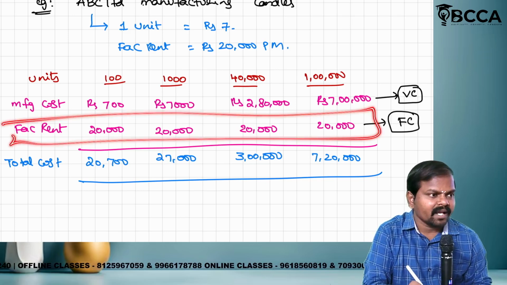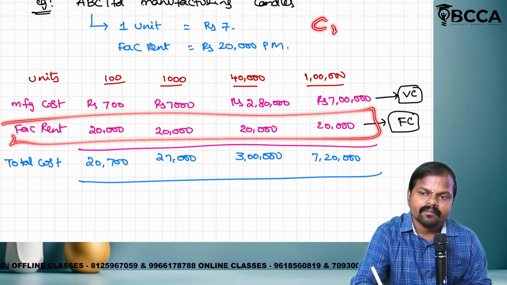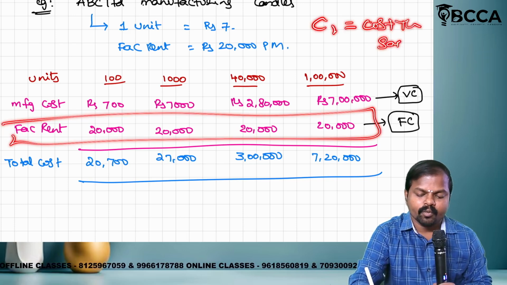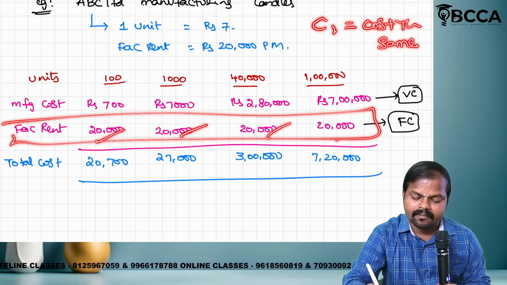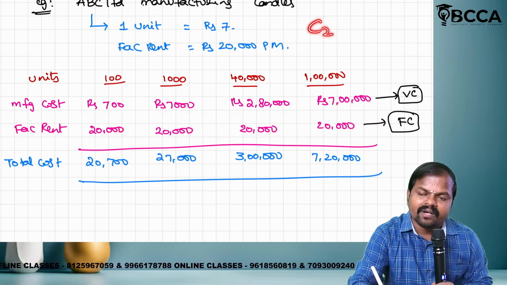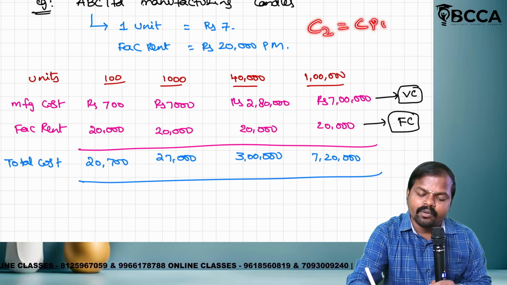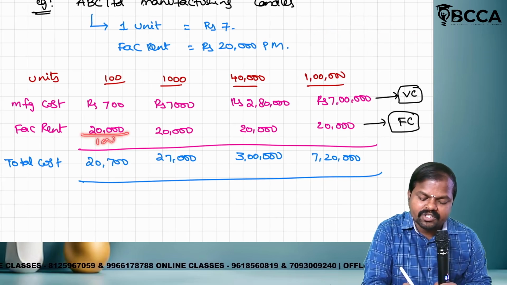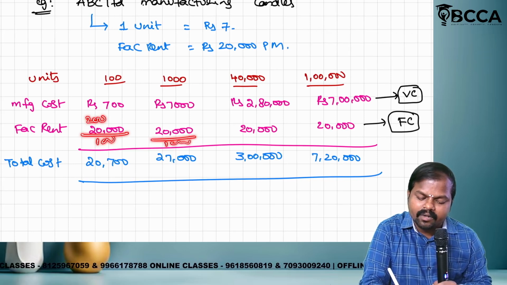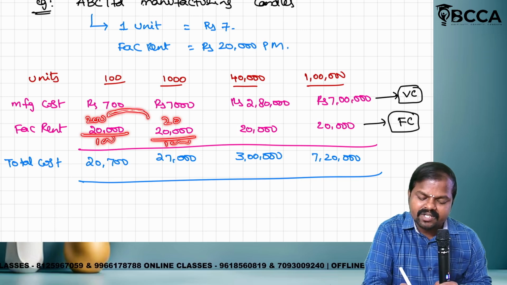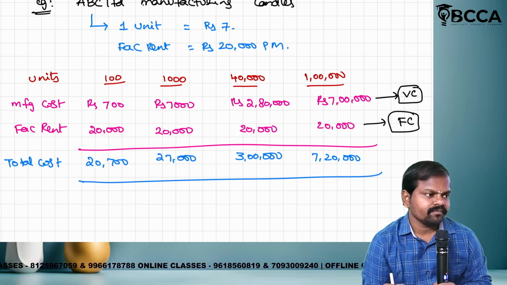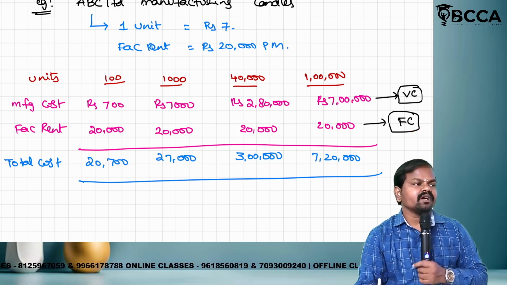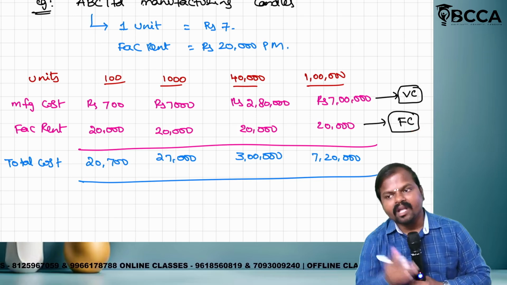Factory rent they are asking, na. Condition number 1 for fixed cost: cost in totality should be the same, constant. Condition number 2 under fixed cost: cost per unit changes. Correct? 20,000 divided by 100, how much? 200. 20,000 divided by 1000, 20. The change is there, so condition 2 passed. Condition 1 passed, condition 2 passed. Then we can conclude that it is fixed cost. Is it clear? Listen carefully.